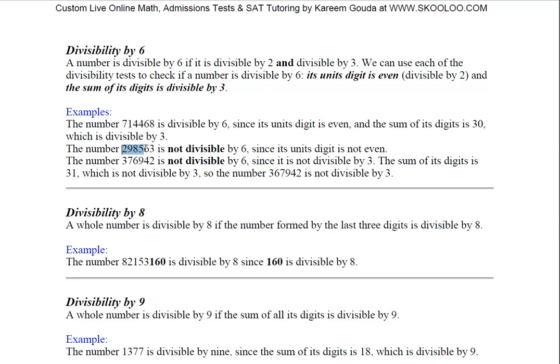However, if you look at another number like this, is it divisible by 6 or not? No, right away. Why? Because the last digit is 3, and 3 is not an even number. That means that 298563 is not divisible by 2. And since it's not divisible by 2, then it's definitely not divisible by 6.